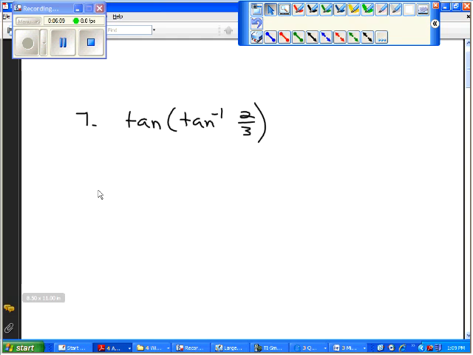Now, first of all, what is that little guy? How do you say that? That's arctangent, abbreviated. Now, what do tangent and arctangent do to one another? They cancel each other. They're not reciprocals.